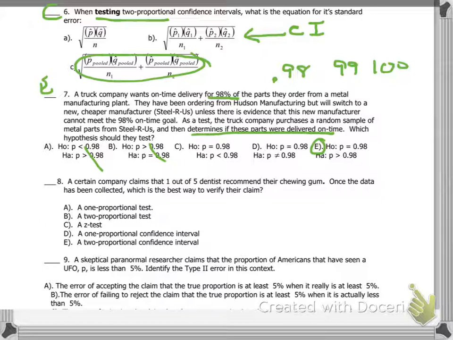Okay, let's go to here to number 8. We talk about this and we want to verify. We don't want to see if that new sample is the new one. We want to verify. And when we do that, that's a confidence interval. So all of these tests are out. It's a 1 proportion, so the answer is D.